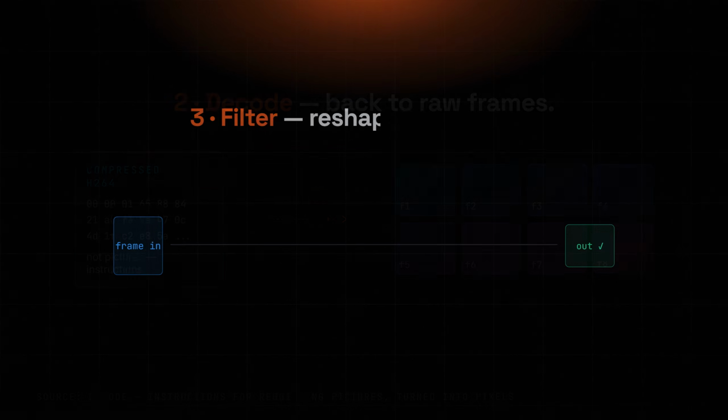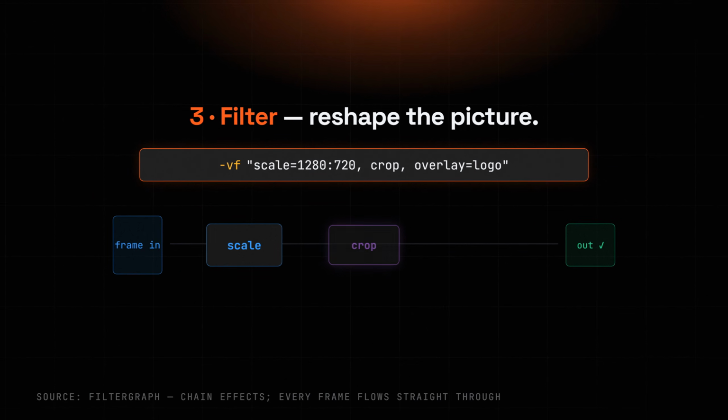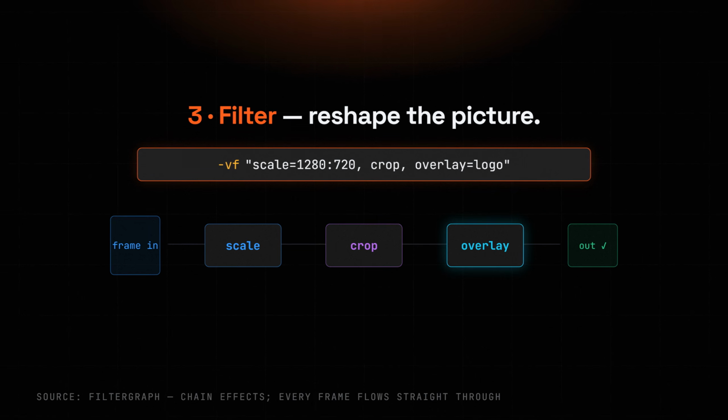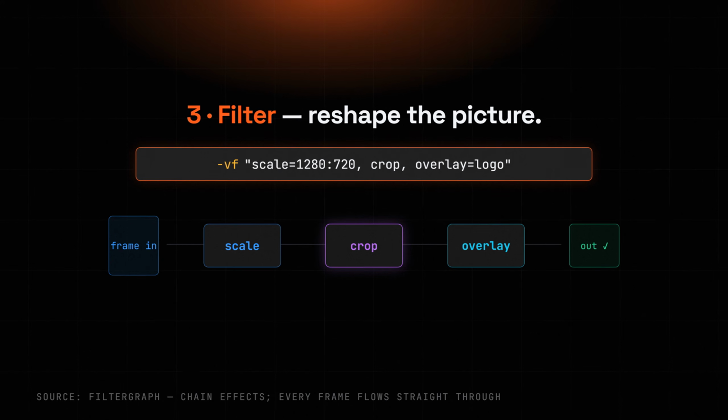Step 3 is the fun one, filters. This is where you reshape the picture itself, scale it, crop it, rotate it, drop a watermark on top, change the frame rate. You chain these effects together into what is called a filter graph, and every single frame flows straight through it in order.